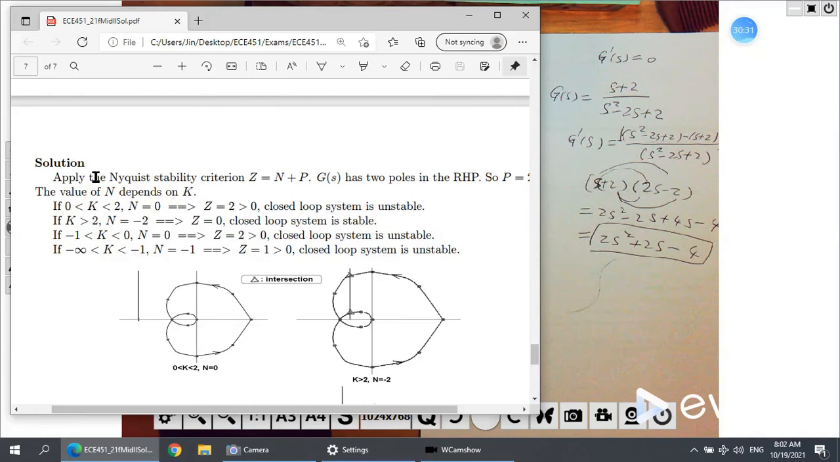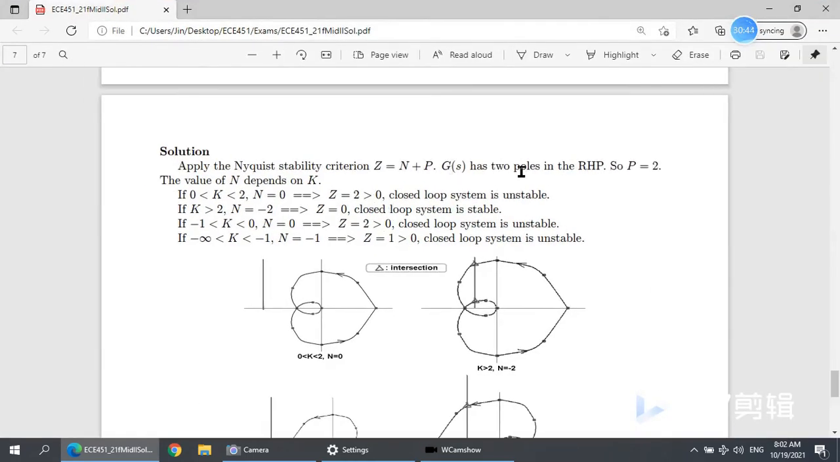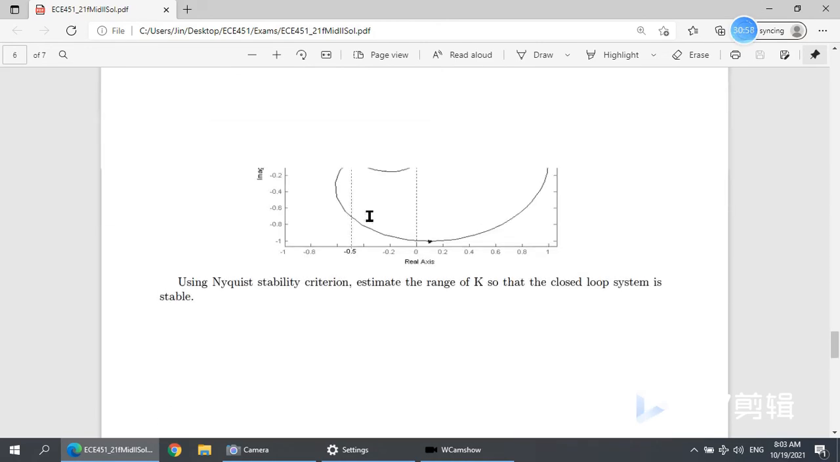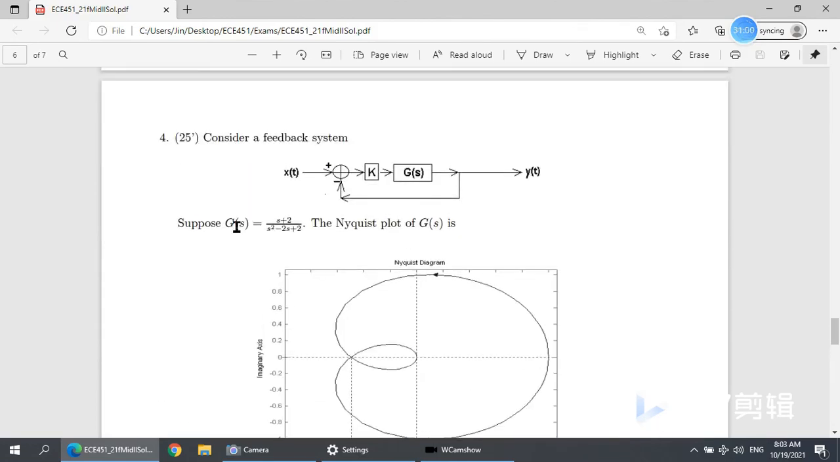So first of all, you should know what is the Nyquist stability criterion. It is just this one, z equal to n plus p, where p are the poles of g in the right half plane. Okay, and this one you can look at here, right? You can know what are the poles.